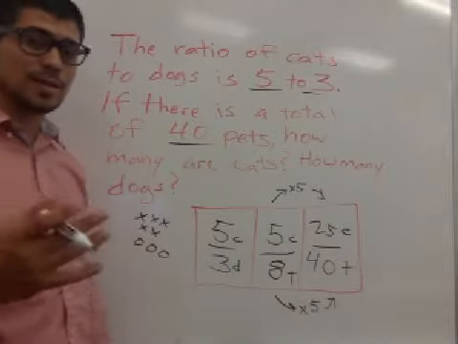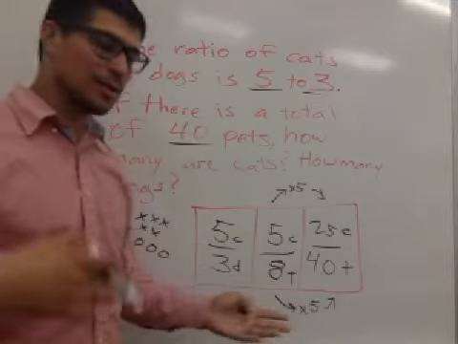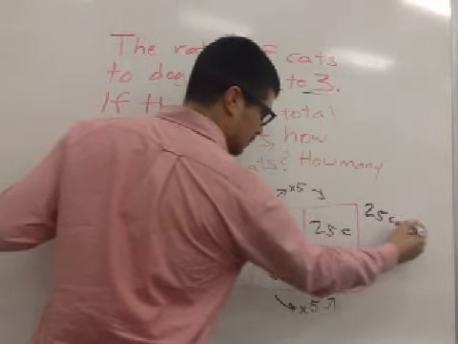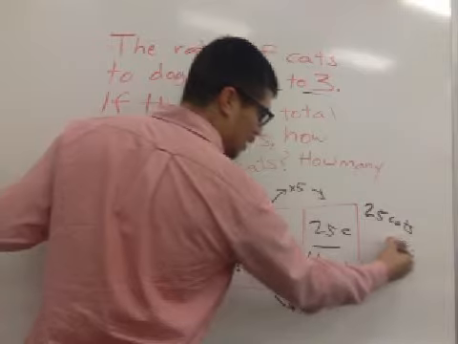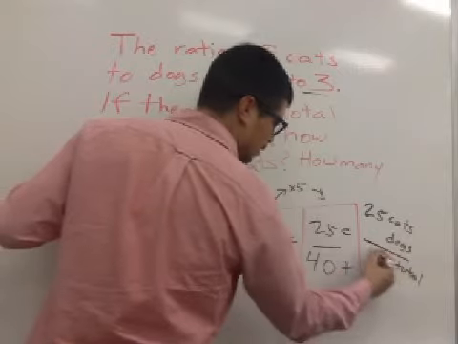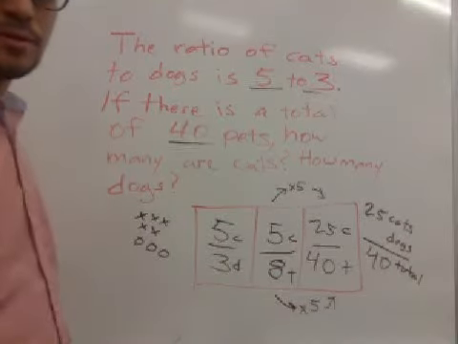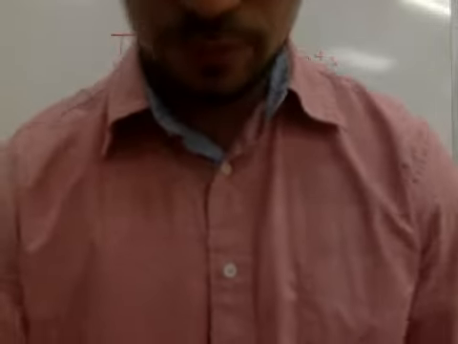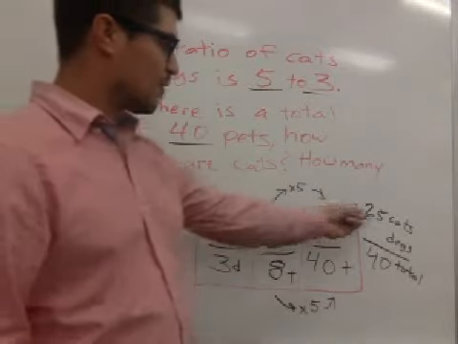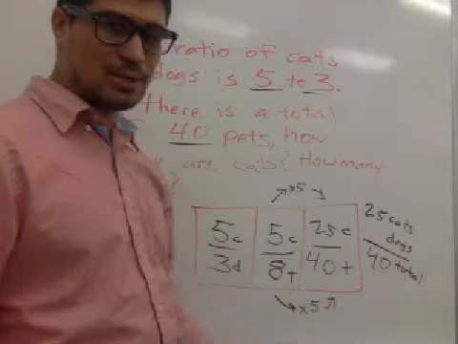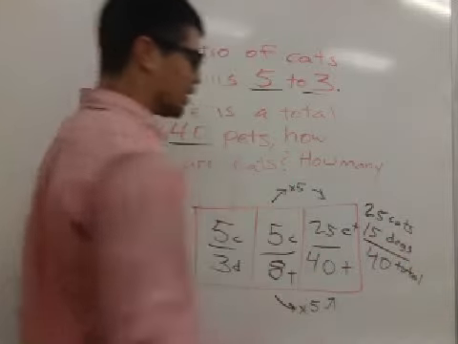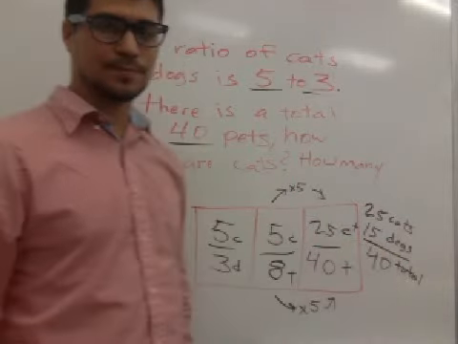But a lot of you get stuck because we kind of learned the process, but we didn't really understand what we were learning. So think about it this way. We have 25 cats, I don't know how many dogs, and my total is 40. Well, this is just a simple addition problem. 25 plus 15 is 40. So I have 25 cats, 15 dogs. And that's the last one.